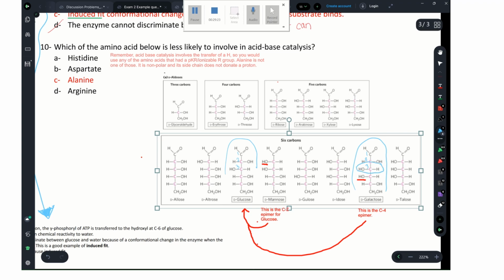For galactose, the hydroxyl is on the left, and for glucose, oh wait, it's the same. Okay, so that's not the one. It's actually carbon number 4 that is different. For glucose the hydroxyl's on the right, but for galactose at carbon number 4, the hydroxyl's on the left. And then for carbon number 5, they're both on the right.